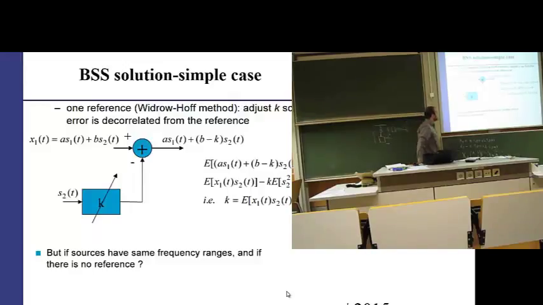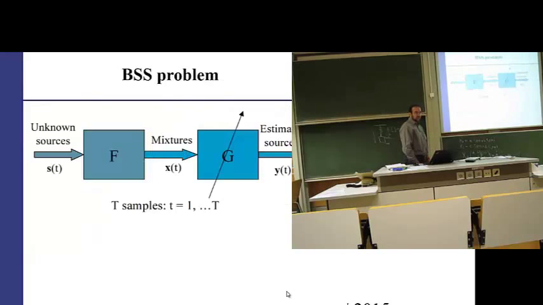But the point is, what happens if there is no reference? This reference means that your sensor is close to that source. But if that condition is not holding, what is the solution? That's the motivation for the blind source separation theory.